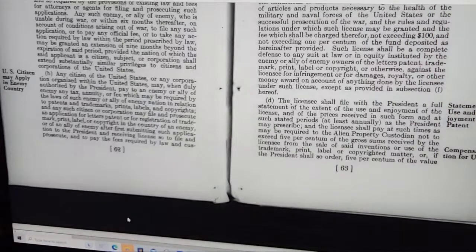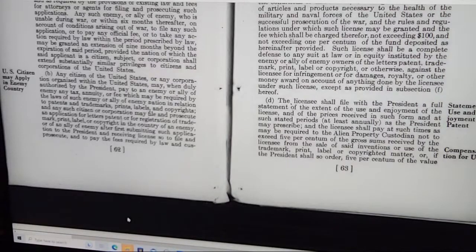hereinafter provided. Such license shall be a complete defense to any suit at law or in equity instituted by the enemy or ally of the enemy owners of the letters patent, trademark, print, label, or copyright, or otherwise against the licensee for infringement or for damages, royalty, or other money award on account of anything done by the licensee under such license, except as provided in subsection F hereof.